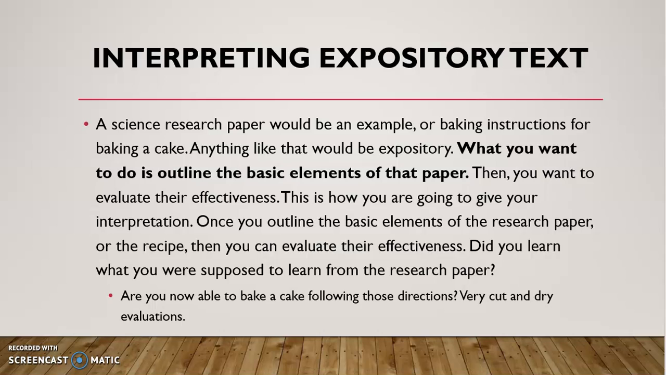Interpreting expository text. A science research paper would be an example, or baking instructions for baking a cake. Anything like that would be expository. What you want to do is outline the basic elements of the paper, of whatever the expository text is, when you're interpreting it. Then you want to evaluate their effectiveness. This is how you are going to give your interpretation. Once you outline the basic elements of the research paper or the recipe, you can then evaluate their effectiveness.